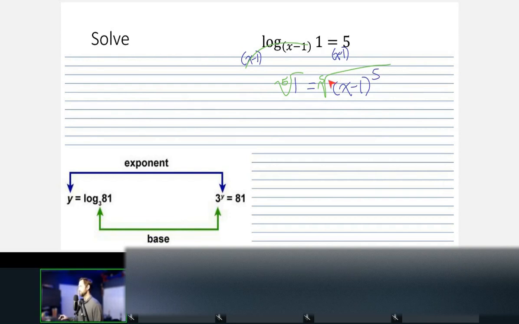And doing the 5th root of a 5th power, what happens to these? Yeah, they're gone. And then the stuff that's inside carries down. So we get, and then what's the 5th root of 1, Brady? Yeah, it's definitely 1. So we get 1 equals x minus 1. And then what do we do? We add 1 to both sides. We got x equals 2. And that's correct.